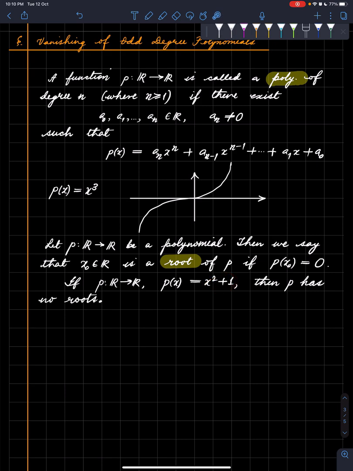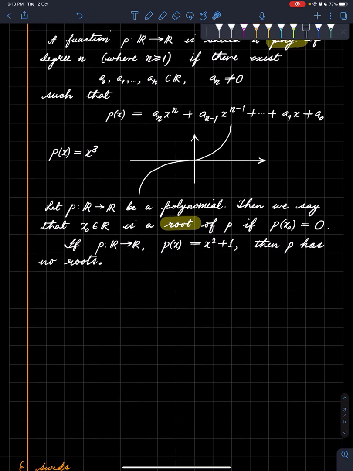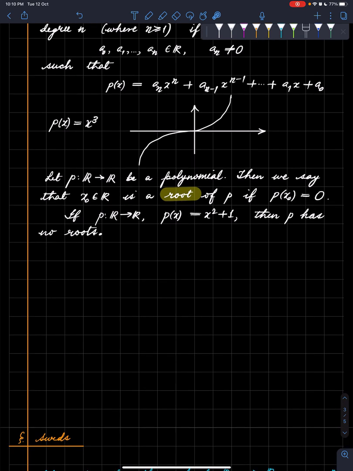So it's not true that all polynomials have a root. However, it is true that all odd degree polynomials have a root. And that is what we want to show. So here is the theorem. Let p be an odd degree polynomial, then p has a root.